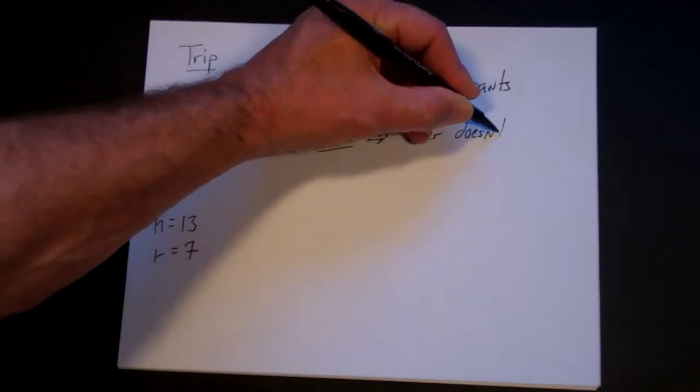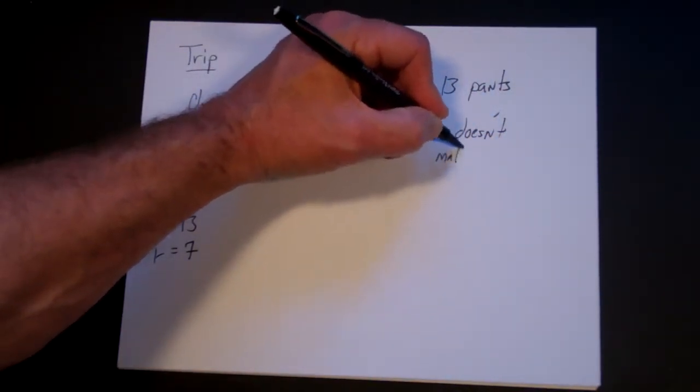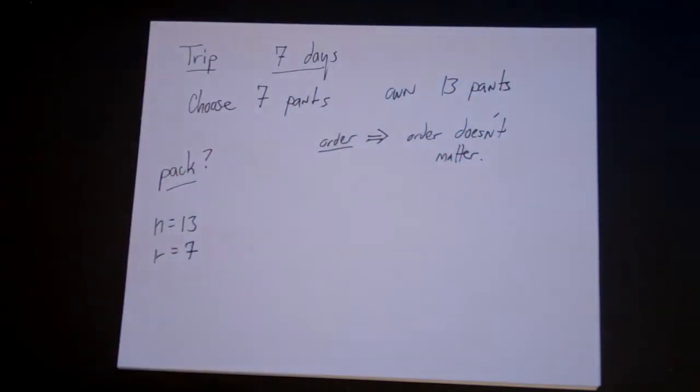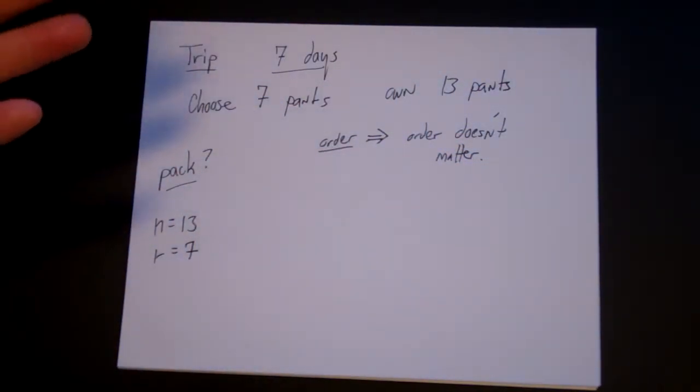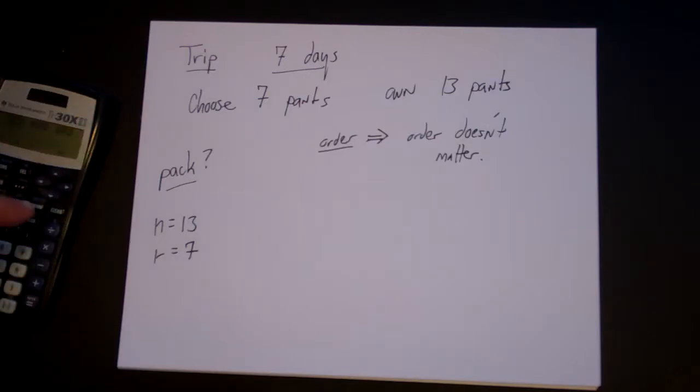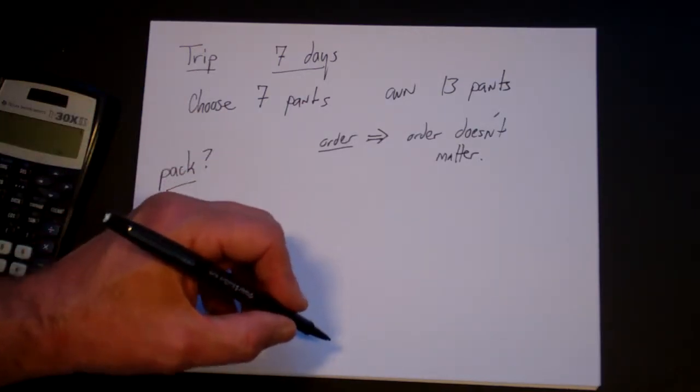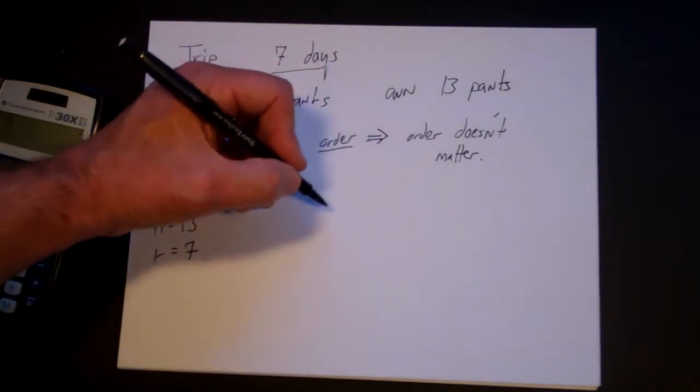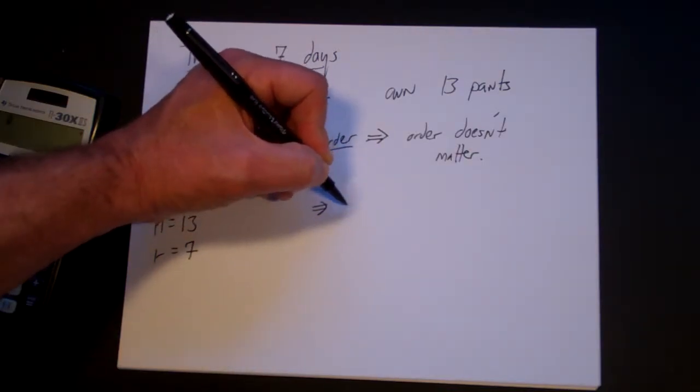Now the thing to remember is whether order matters or doesn't matter is not a math problem. It's a problem of common sense. It's what in the problem that you're looking at, does order matter or not? In this case, since order doesn't matter, it's going to be a combination.